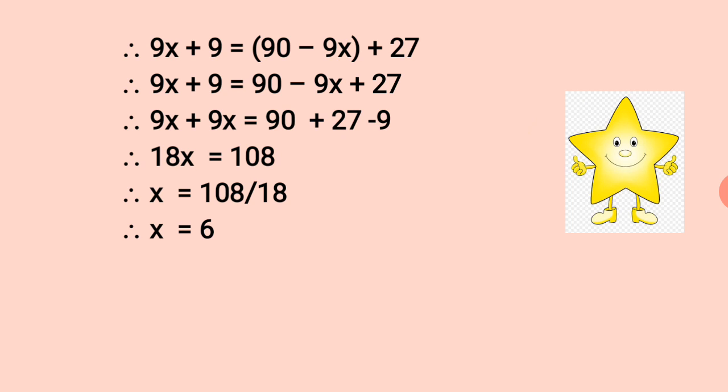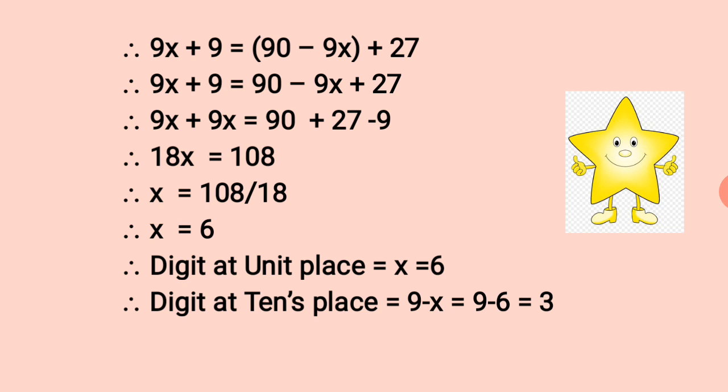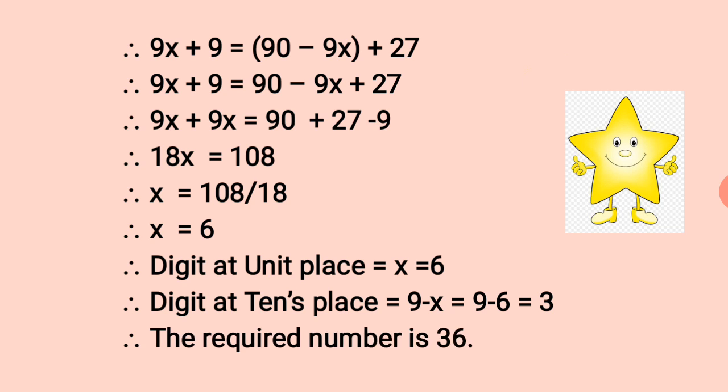x equals 6. And children, as you started, you have written x to be the digit in the ones place. So, we have 6 in the ones place. That is the units place. And the digit in the tens place will be 9 minus x, that is 3. So, our number is 36.